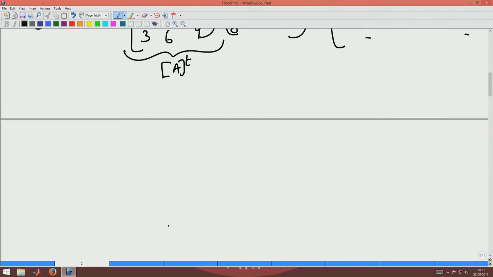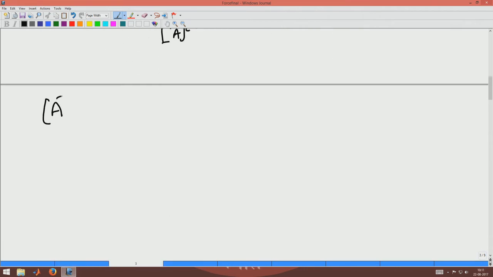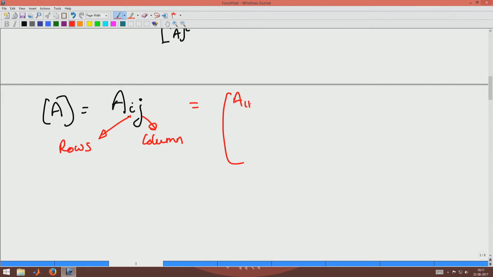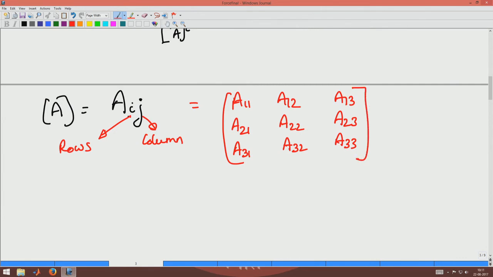I am going to use an alternate symbol to represent the matrix A, as A_ij, where we will follow the convention that i means rows and j denotes the column of this matrix A. So, this would have been A11 because I am in the first row first column, and A12 because I am in the first row second column, and A13 because I am in the first row third column here. Similarly, it will be A21, second row first column, A22, A23, A31, A32 and A33. This matrix in short form has been written as A_ij.